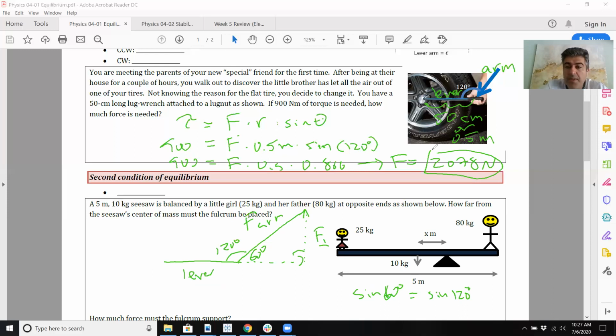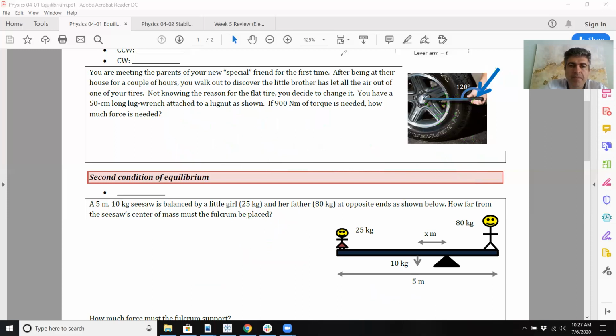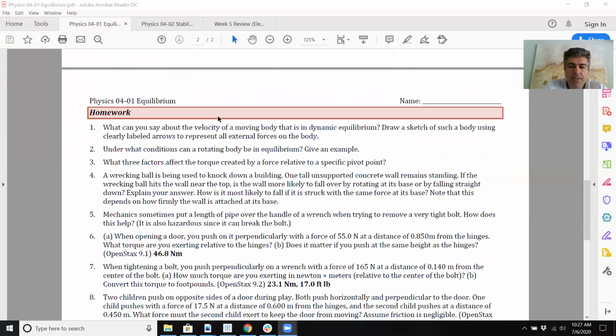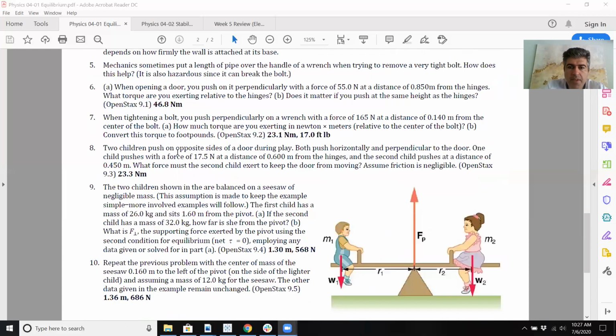So, any questions about that example? Nope. Okay. That one should be a pretty straightforward problem. Let's see if you guys can try some problems right now.